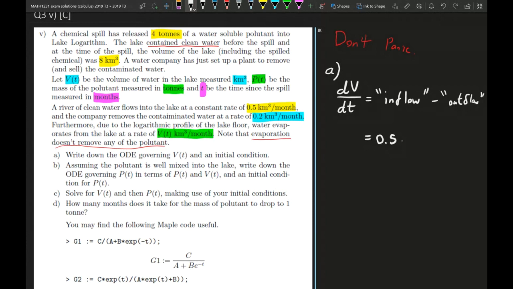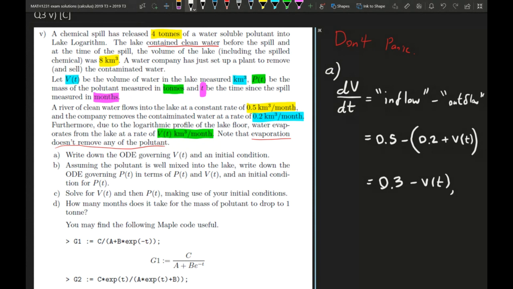There are actually 2 outflow terms. So there is a 0.2, which is just being removed by the company. And there's also the evaporation, which depends on V itself. So the size of the lake does affect the evaporation. The larger the lake is, the more evaporation we're getting. So we can make this look a little bit nicer. 0.5 minus 0.2 is obviously 0.3, and we get a minus V of t. So that's our differential equation.